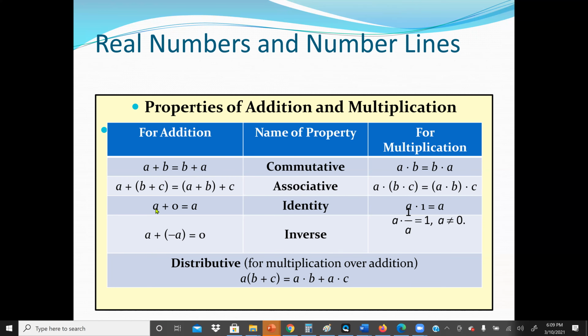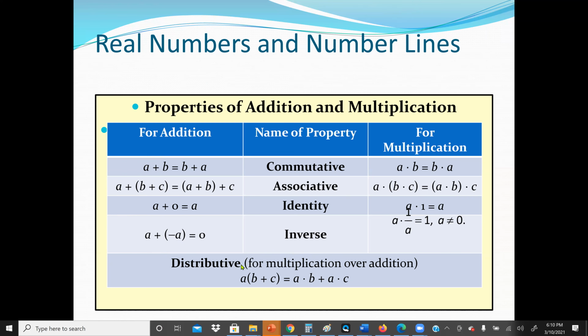Identity: if I have A plus 0, I get A, and if I have A times 1, I also get A. That's the identity. For the multiplicative identity, you multiply the value by 1 to get the same value. With addition, you add 0 to the value and you get the same value. Then we also have the inverse properties: A plus negative A gives me 0. With multiplication, A divided by A gives me 1, or A multiplied by 1 over A gives me 1.